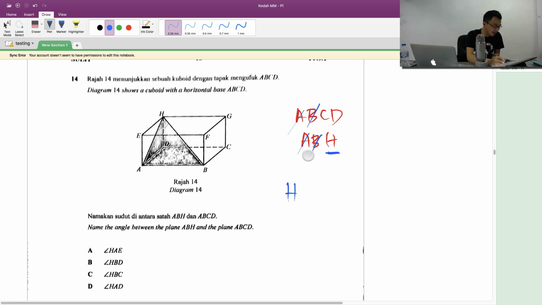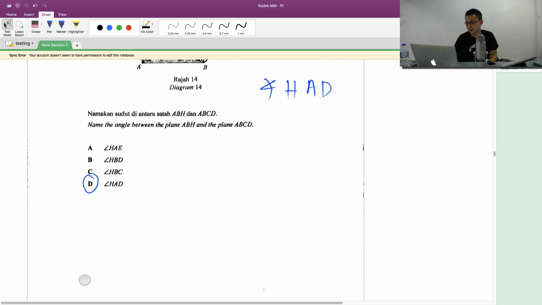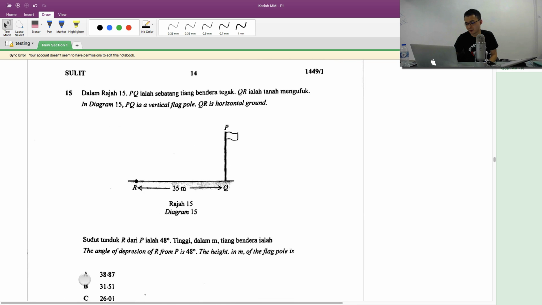Is A nearer to H or B nearer to H? Obviously it's A. From these two letters I haven't slashed, I will find which one is nearer to H. Is C nearer to H or D nearer to H? Obviously it's D. So this one should be the correct answer, HAD. Answer will be D. Alright, it's very easy. You can use the elimination method. Okay, so I move on to 15.